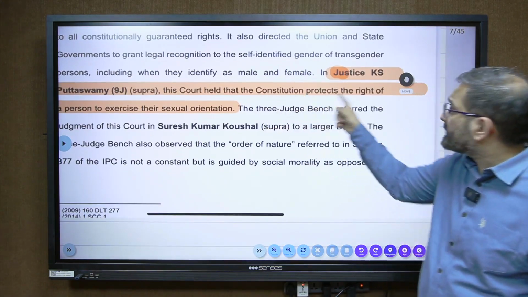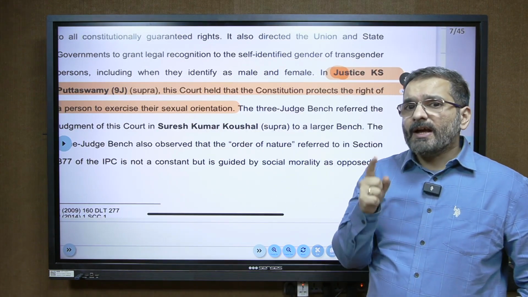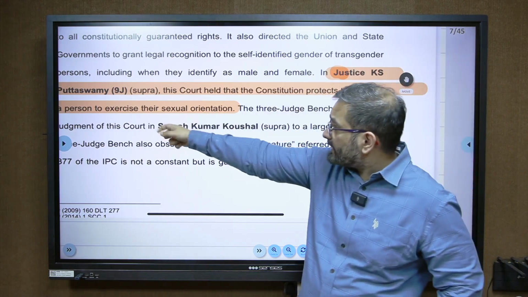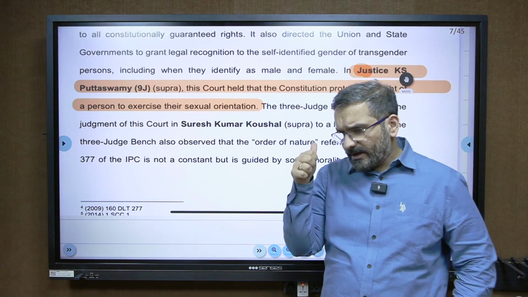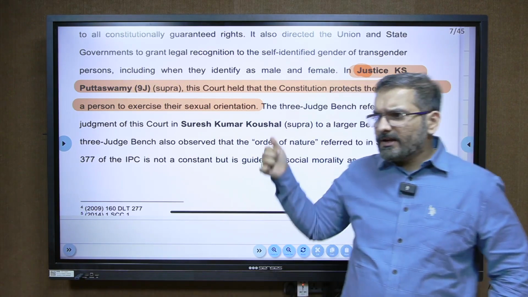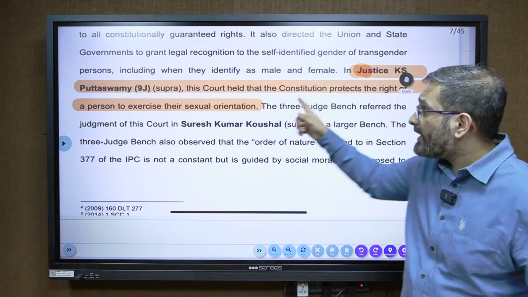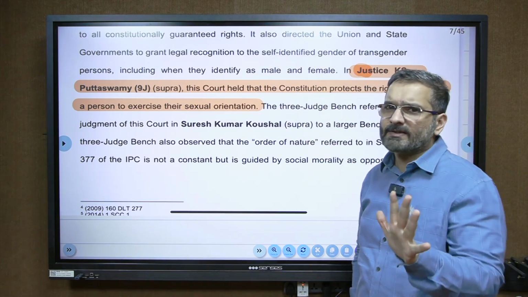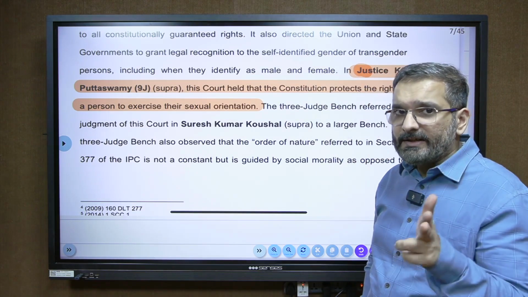Now, in Justice K.S. Puttaswamy, the court held that the Constitution protects the right of a person to exercise their sexual orientation. This can be asked to you as a single-liner MCQ, that in which case was it held that the Constitution protects the person's right to exercise their sexual orientation. That is Justice K.S. Puttaswamy. This can be a slightly tricky MCQ, because you will usually remember Justice K.S. Puttaswamy as the Aadhaar case and right to privacy. However, this was also held in that case, and CLAT-PG loves to ask such random fun facts, which they also encounter because the examiner is reading these very judgments.